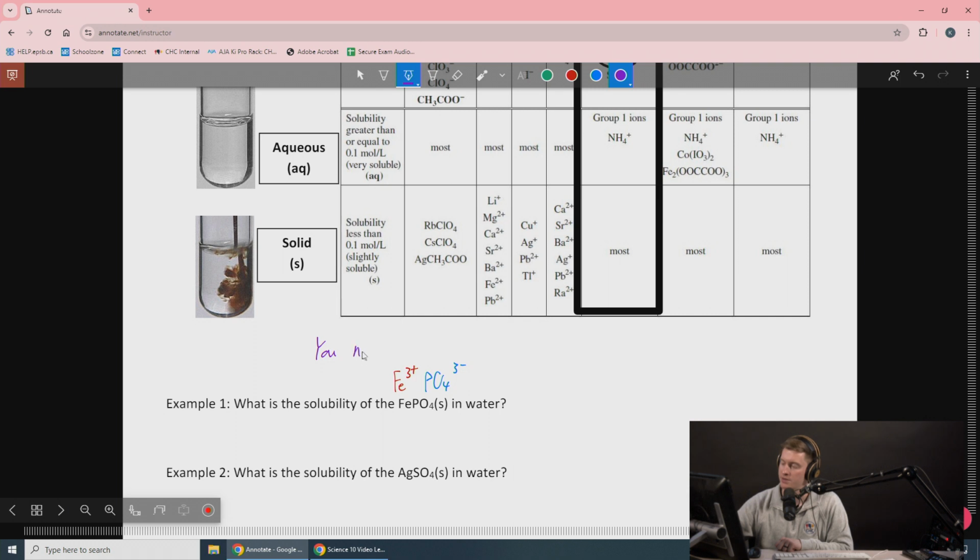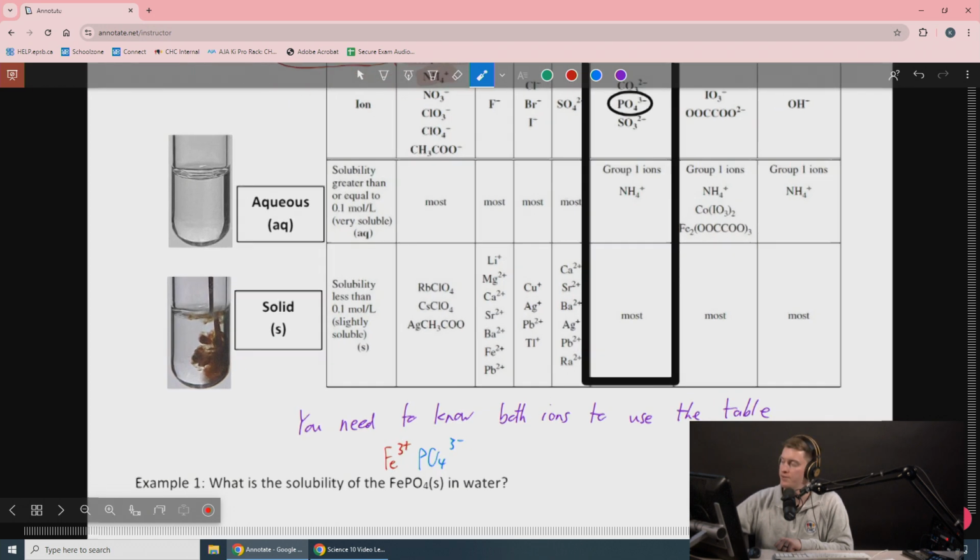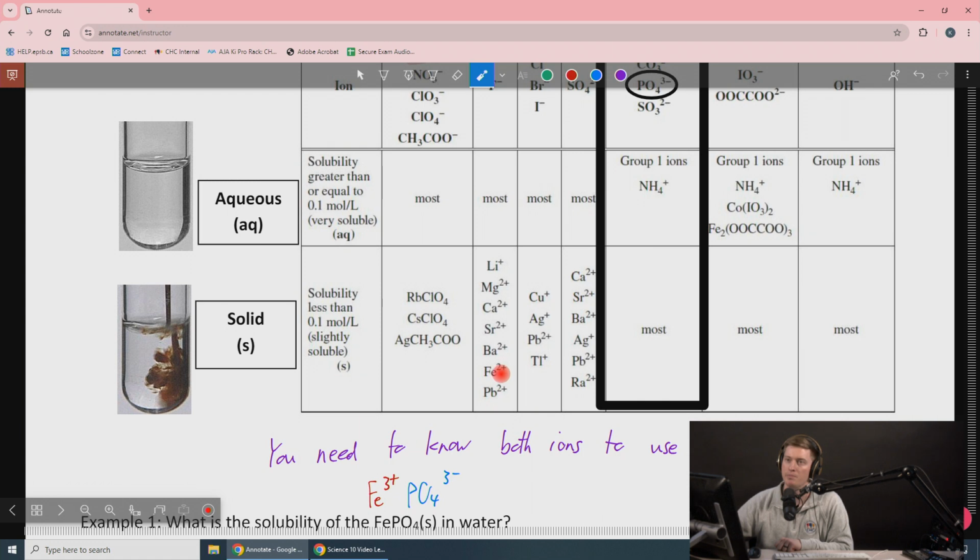I'm going to write that down. You need to know both ions to use the table. It's important that you find out what the charge is on an ion that comes from an element that is multivalent. For example, iron can have the 3+ charge or the 2+ charge. You'll notice here that if the iron was paired with fluoride, that if it was iron 2, it would be in the bottom. But if it was iron 3, it would be in this section here.